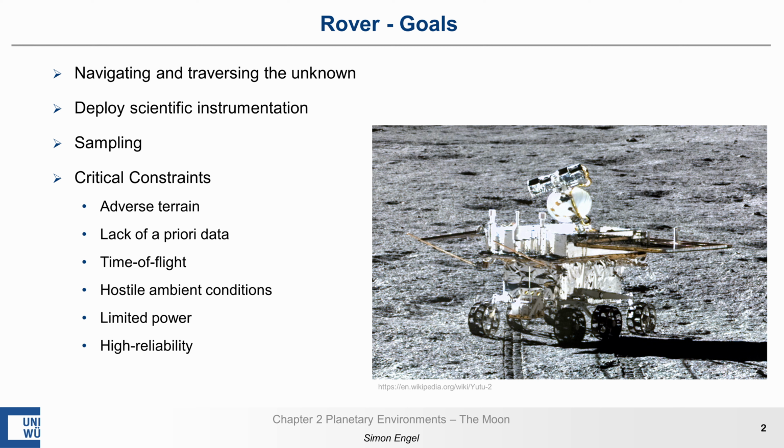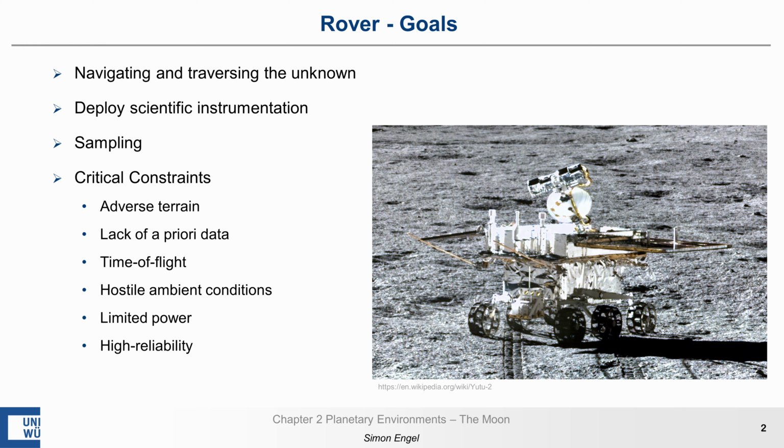There are some critical constraints for planetary rovers that typically don't apply for rovers that we use on Earth. First of all, we have adverse terrain with rocks and cliffs and also very few features for self-localization. Like you can imagine, on the Moon there's only gray dust everywhere. Also, we typically don't have any a priori data, which forces the rover to explore the environmental features by itself.